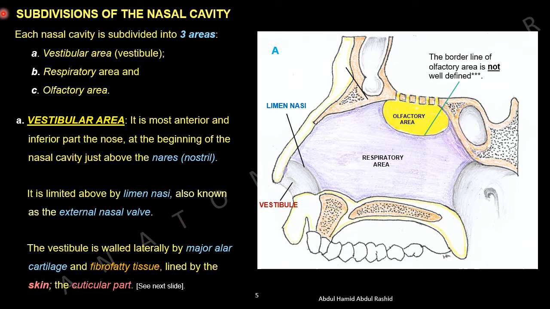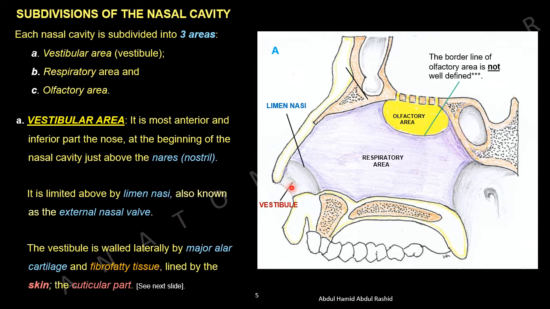Subdivisions of the nasal cavity. Each nasal cavity is subdivided into three areas. The first is the vestibular area, also called the vestibule. The second is the respiratory area. Third is the olfactory area. Now let's talk about the vestibular area or vestibule. This is the one. It is the most anterior and inferior part of the nose, at the beginning of the nasal cavity, just above the nares, nostril.